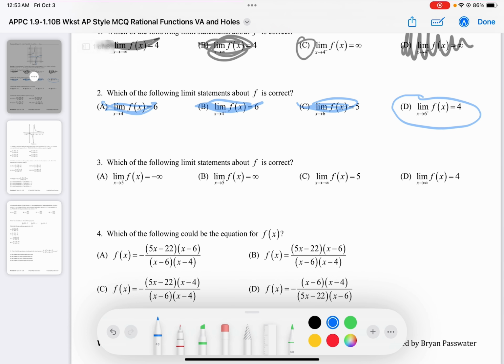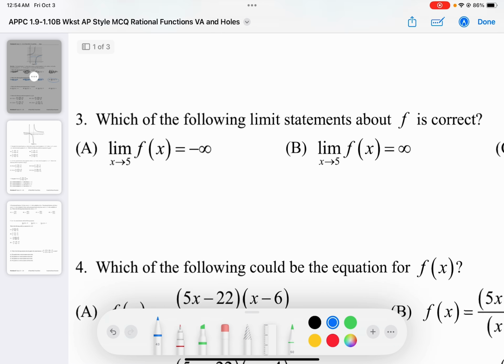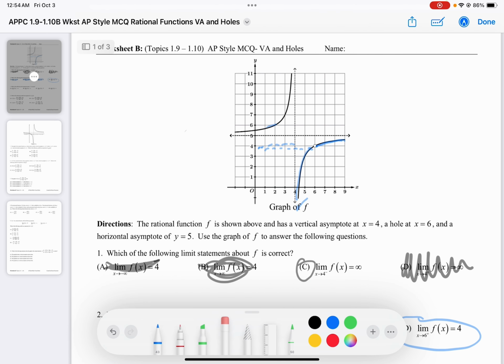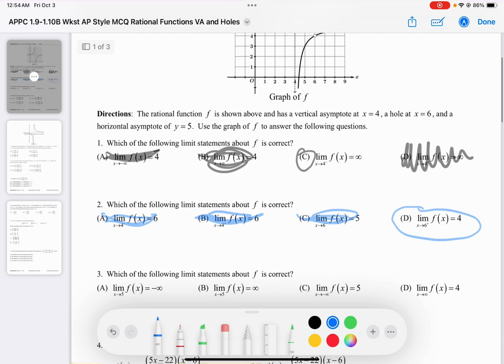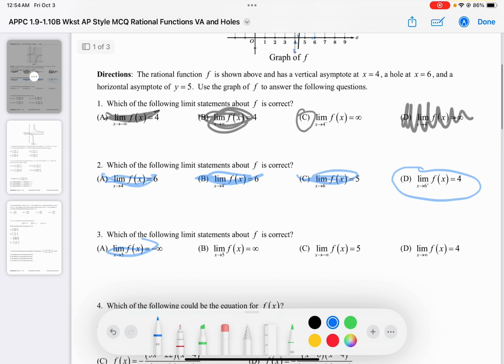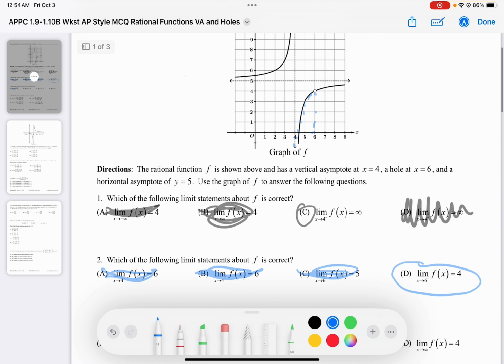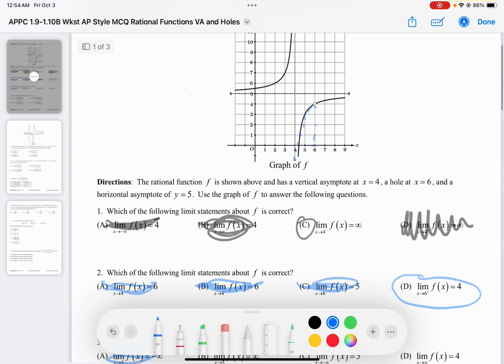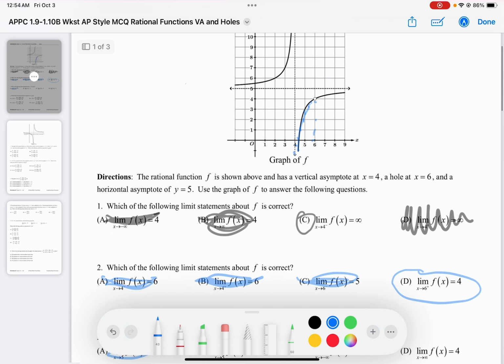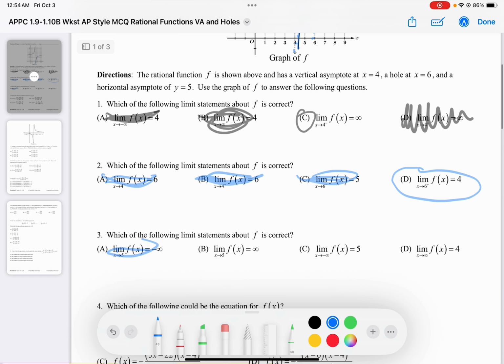All right, which of the following limit statements about f is correct? As x approaches 5, f of x is equal to negative infinity. As x approaches 5, you've got to be able to read these correctly. They're trying to trick you. As I get close to 5, no, this is equal to 6. That's not right. As x approaches 5, we go to positive infinity? No, that's just not right.